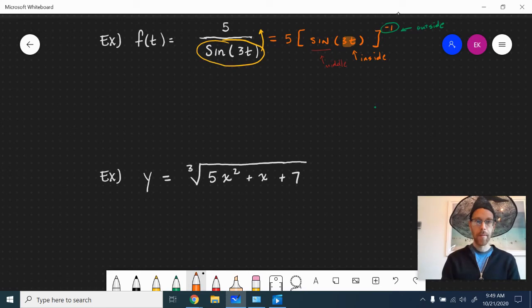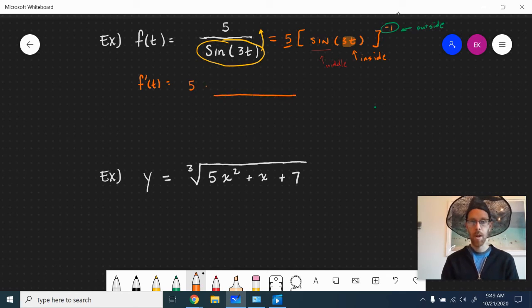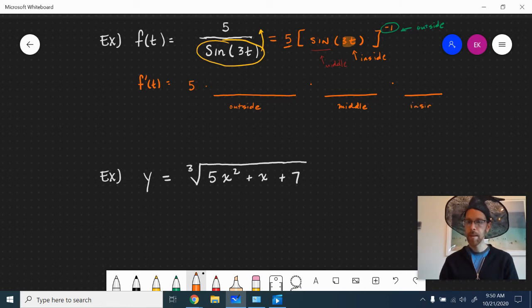Now, since there are 3 of them, when I write my chain rule, I'm going to say that the derivative of t is equal to 5. 5 is just along for the ride, so I'm going to put a 5 in front. But then I'm going to multiply it by 1, 2, 3 things, where the first one is the outside, the second one is the middle, and the third one is the inside. Let's start with the outside.